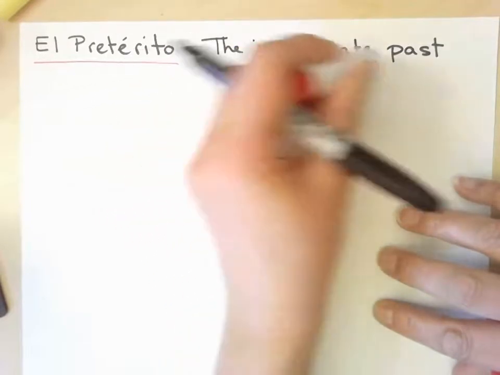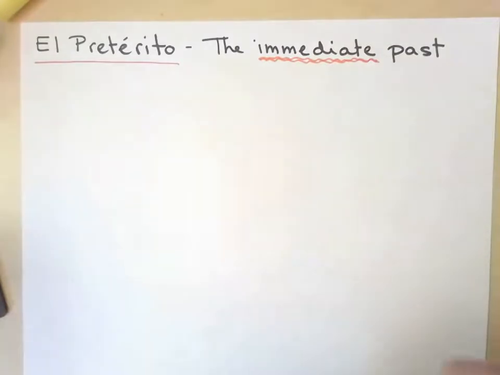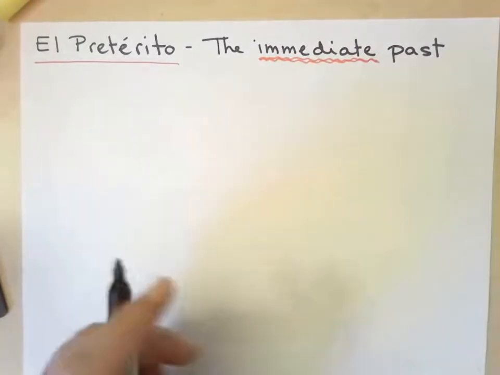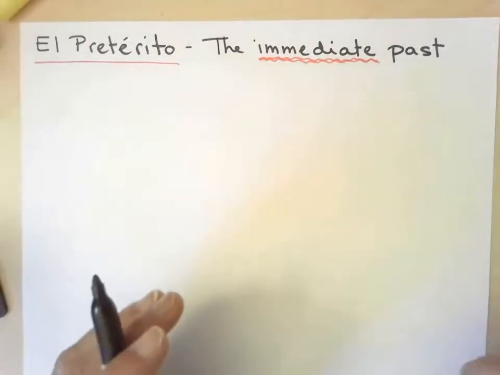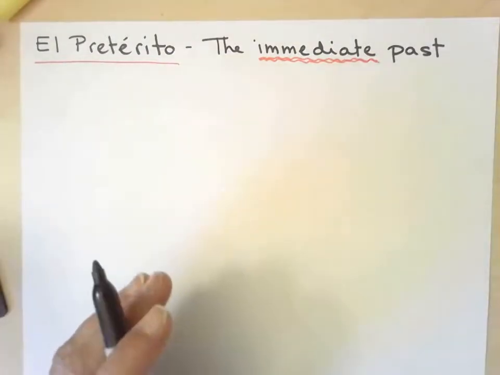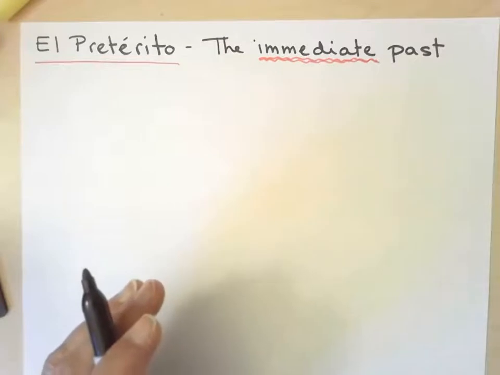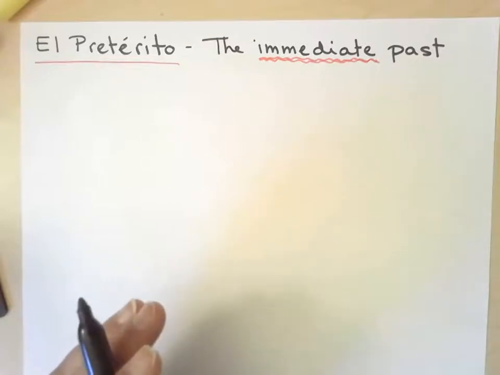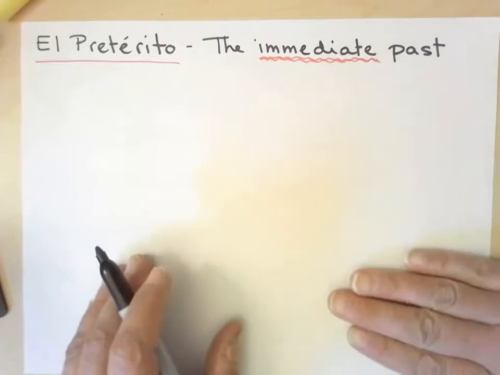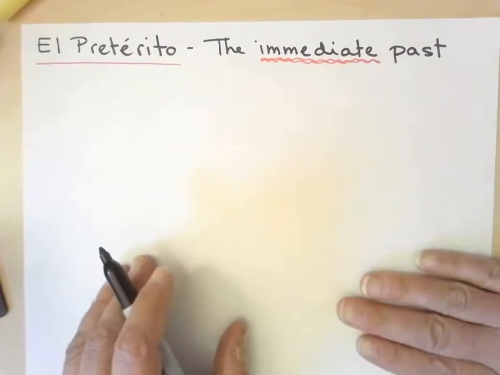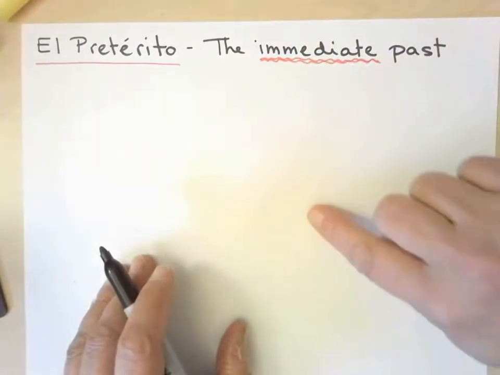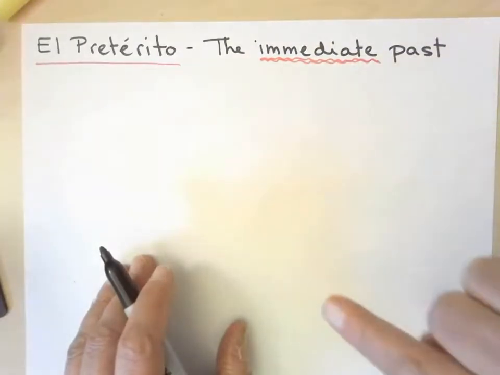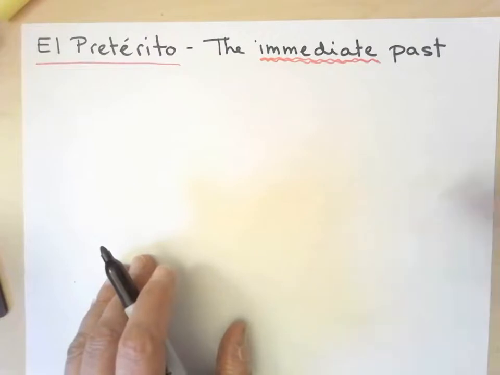En español, we are a very picky people, and we tend to distinguish from what you immediately just did, as opposed to maybe something you did a long time ago, or you did habitually, you used to do. We're going to get to that later in the year, but for the moment, let's do this, because, in my opinion, el pretérito, the immediate past, is one of the most commonly used tenses in español. It is even more common than just using the present tense, okay?